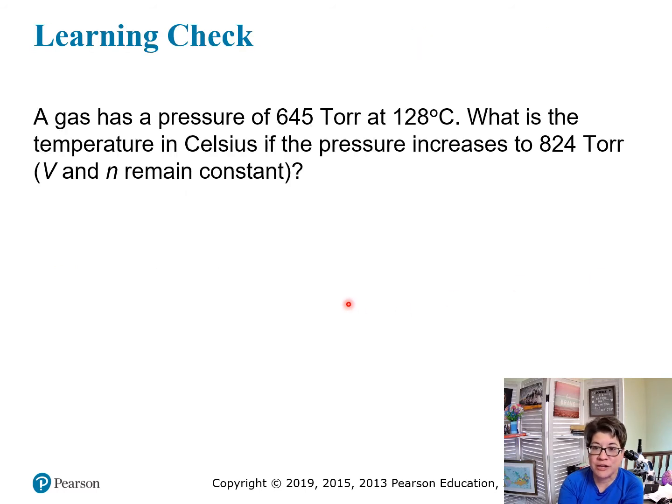Now for a learning check. You have 645 torr at 128 degrees Celsius, and you're going to increase your pressure to 824 torr. So you need to find what the final temperature is in Celsius. So make sure that you're in the correct units for these.